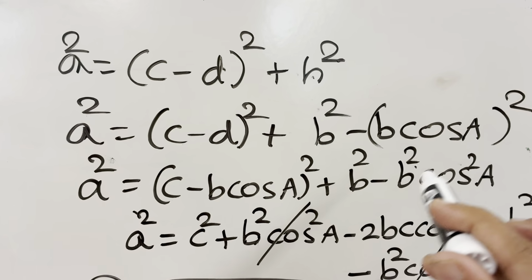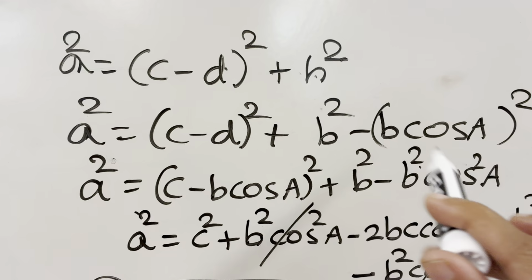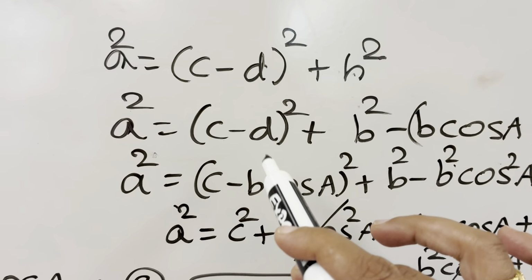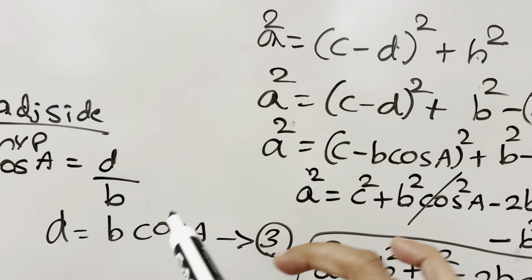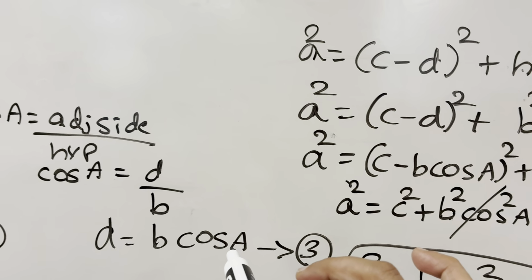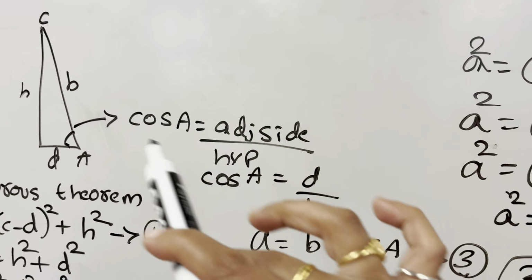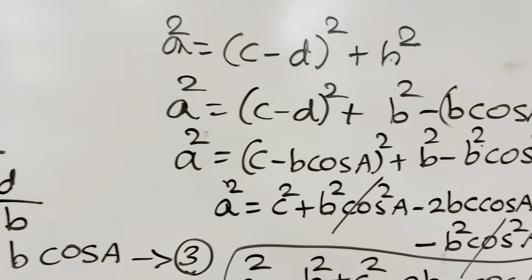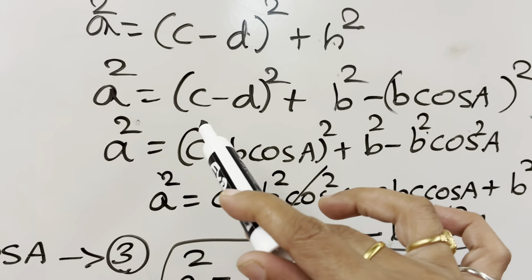(b cos A) whole square can be written as b square cos square A, and (c minus d) whole square can be written as, for d I'm going to take the value b into cos A from equation 3, which I got by applying cosine of angle A for the second triangle. So after rewriting this and applying the (a minus b) whole square formula, this gets cancelled out, and I'm left over with a square is equal to b square plus c square minus 2 into b into c into cos of angle A.